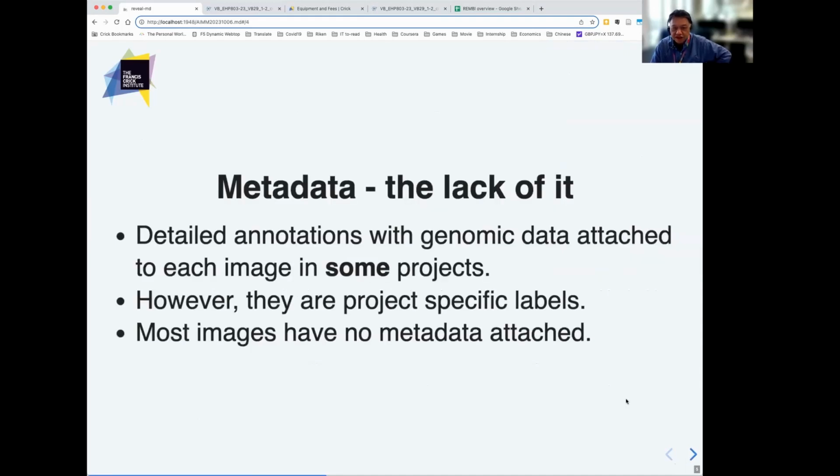The problem is metadata. For some projects, we have very detailed annotations of genomic data attached to each image, but they're very project-specific labels, and most of the images, however, have no metadata attached to them.